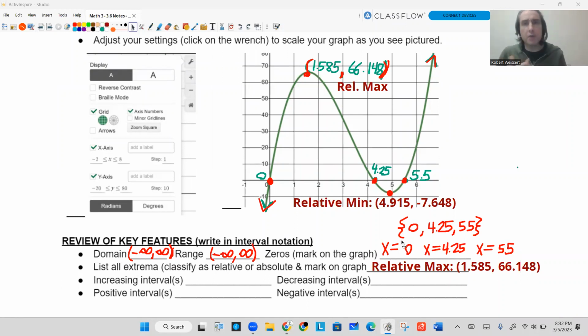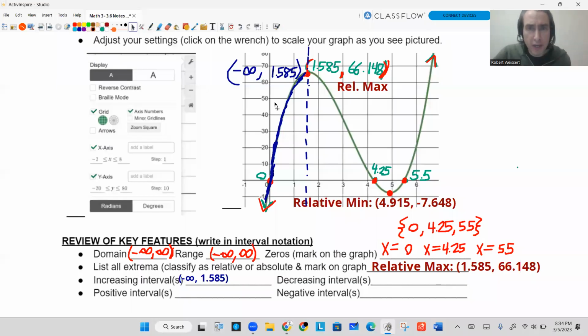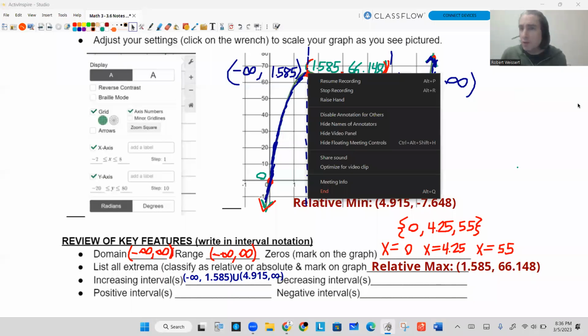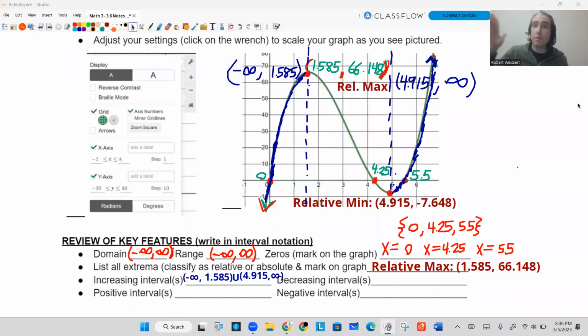Let's review increasing, decreasing, positive, and negative intervals. So increasing interval, well, that's going to be where it's going up as it goes to the right. So if we can identify an increasing interval, let's see if we can figure a couple of those out. And here's one at the very beginning, negative infinity to 1.585 is going up as it goes to the right. Remember, we're only talking about x values. There is another one. Can you find that? And you should notice that the interval is also increasing from the x value of 4.915 forever to the right. So both of those are increasing intervals. Join them together with a little u down there.